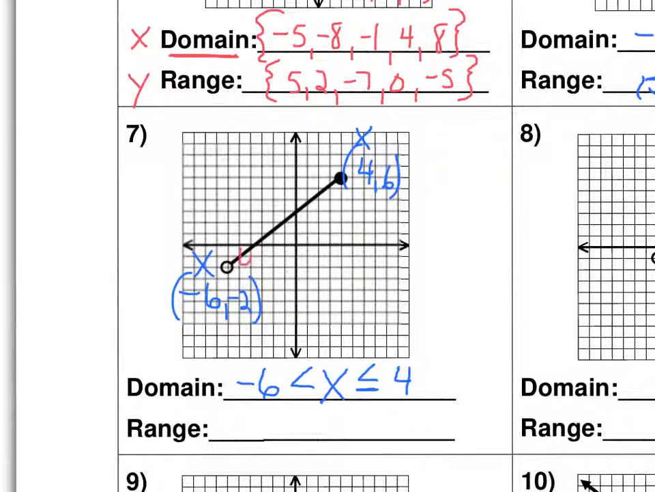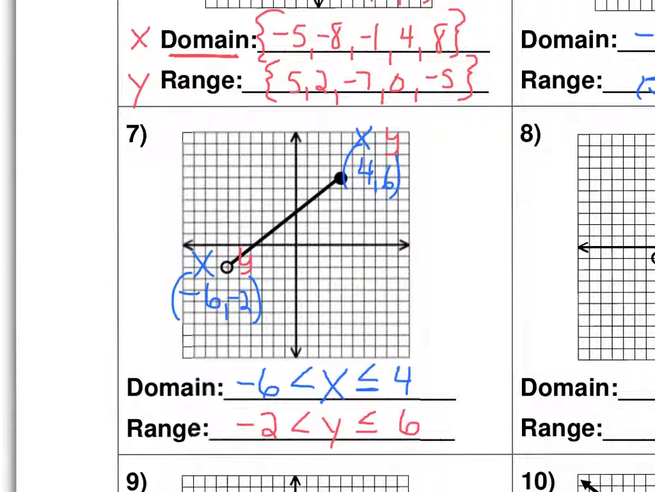Your y values, so let's look at y. So here's your y. It's at a -2 is the lowest, and then a 6 is your highest. So we're going to put the -2 here because it's lowest, and the 6 there. And your y values are going to be in between. So y is going to be greater than, but again, not equal to the -2 because of the open circle, and it's going to be less than or equal to 6.